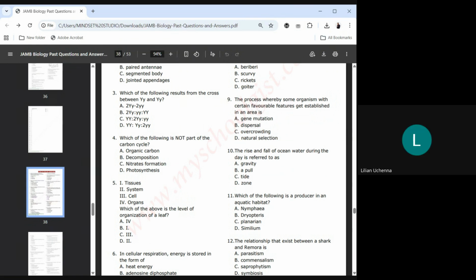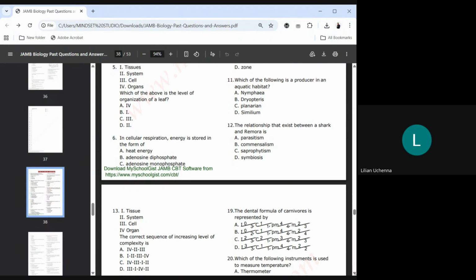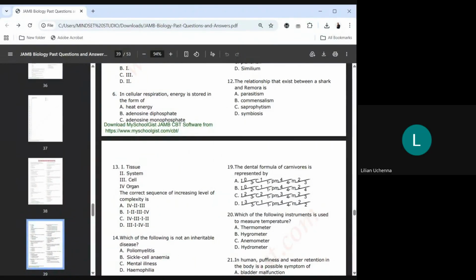But Lilian, what do you say? In aquatic habitat, which one is the producer? It's planarian. And now, wow, I asked you to write this down. Shark and remora, commensalism. I taught you this. The correct sequence of equation, and I wrote that for you.